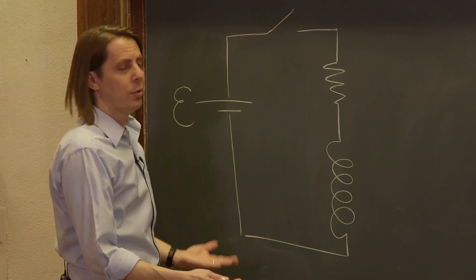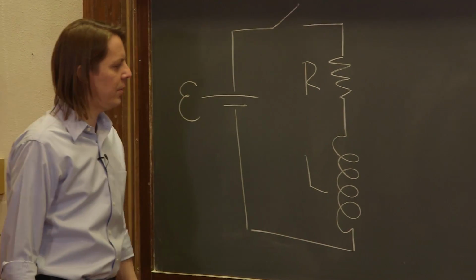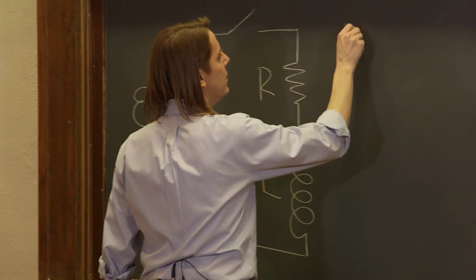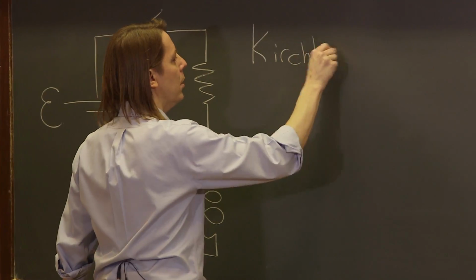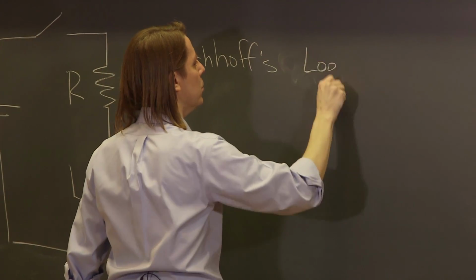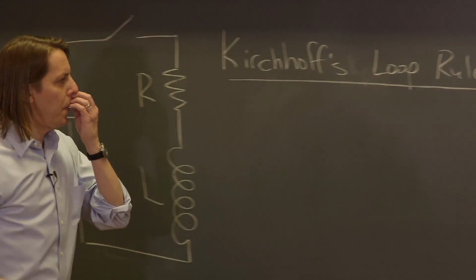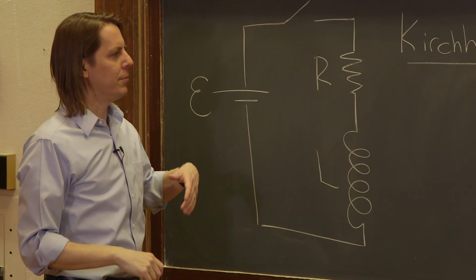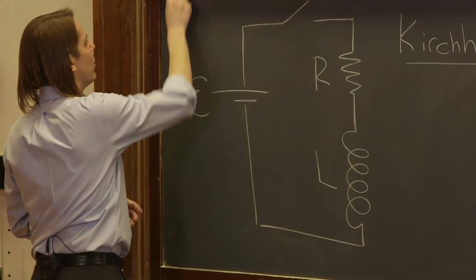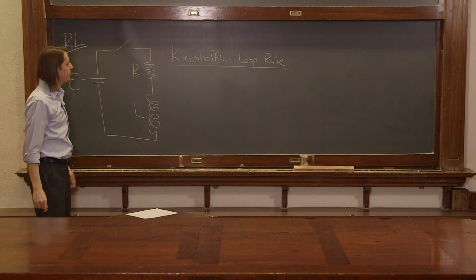So now we really just want to do this mathematically. So let's label that R, let's label this L, some inductor with inductance L. And the way to do it mathematically is Kirchhoff's loop rule. So we've done this for just simple resistive circuits. We've done it for RC circuits where you have a resistor and a capacitor. Now let's do it for what we're talking about now, which is RL circuits, resistor, inductor.